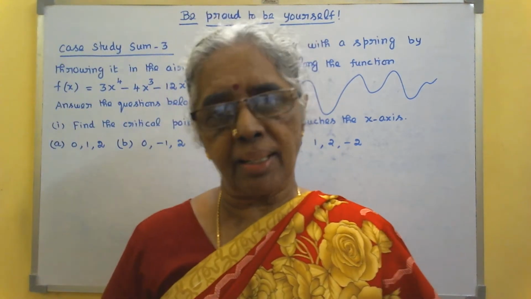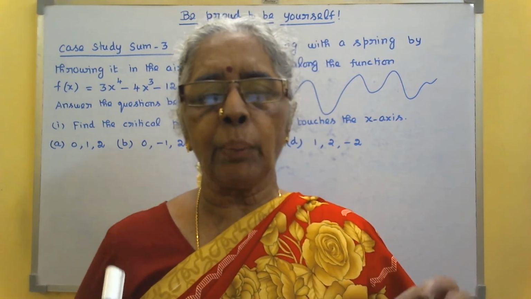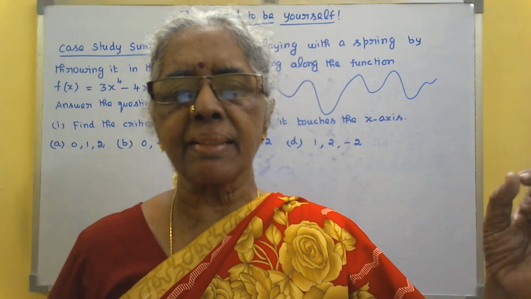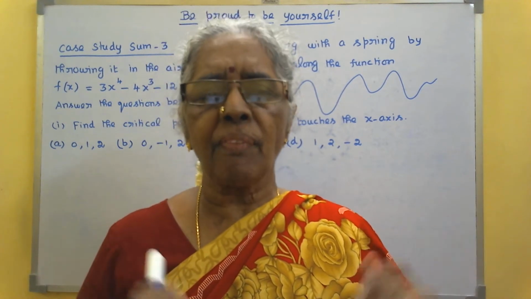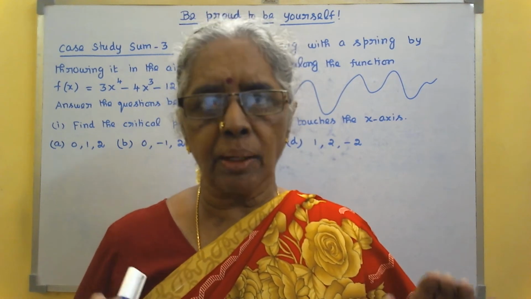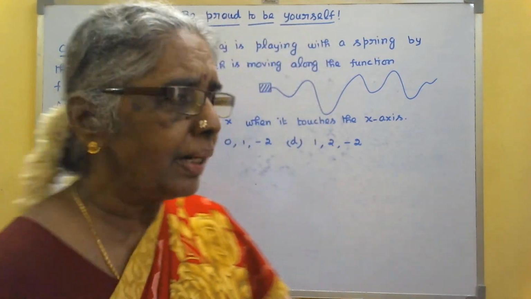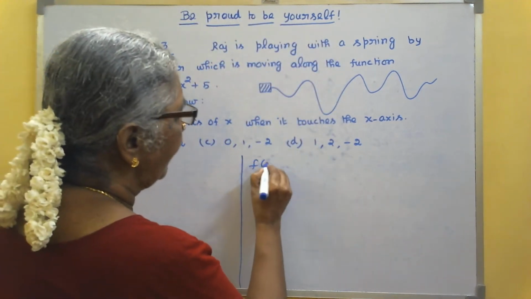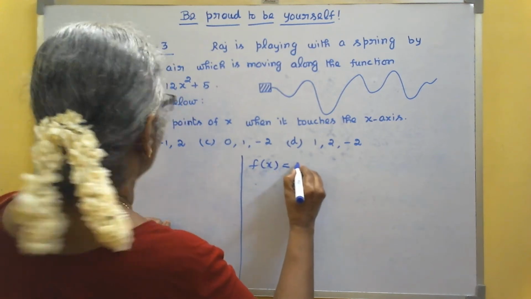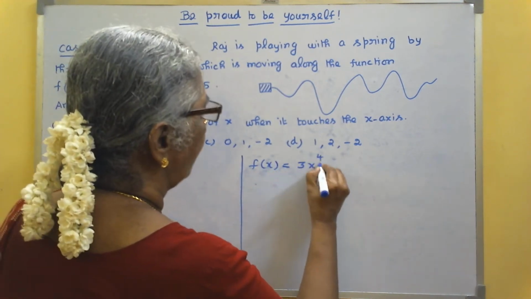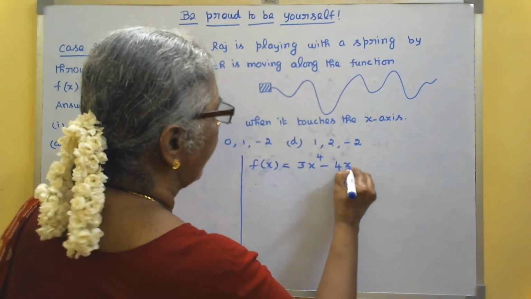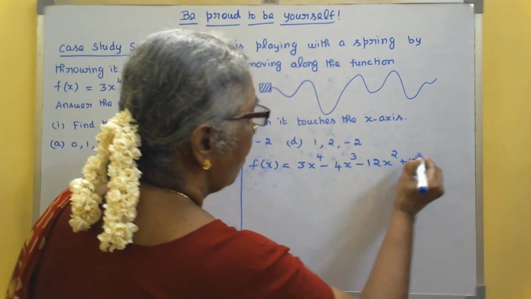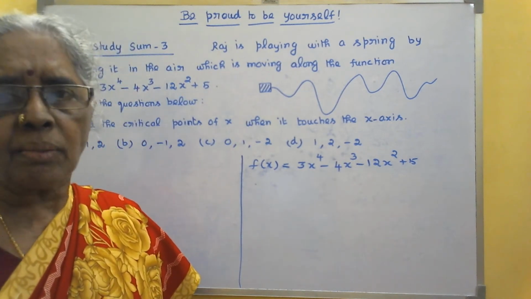You all know what are critical points. That is, we will equate the first derivative, that is f dash of x or dy by dx, equal to 0, and whatever values you get for x, they are called the critical points. So let us start now. Now this is the working column. So the f of x I will write here, that will be 3x power 4 minus 4x cube minus 12x squared plus 5. It's a very simple function.